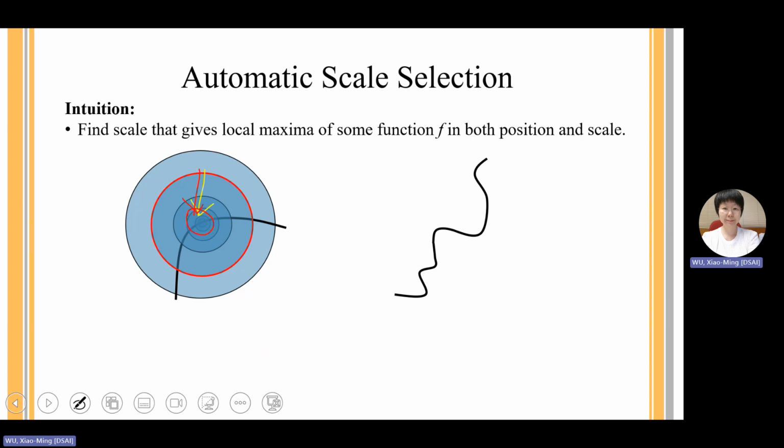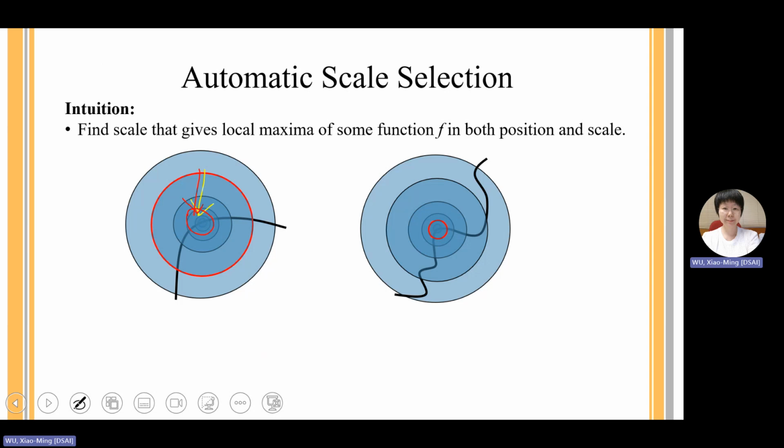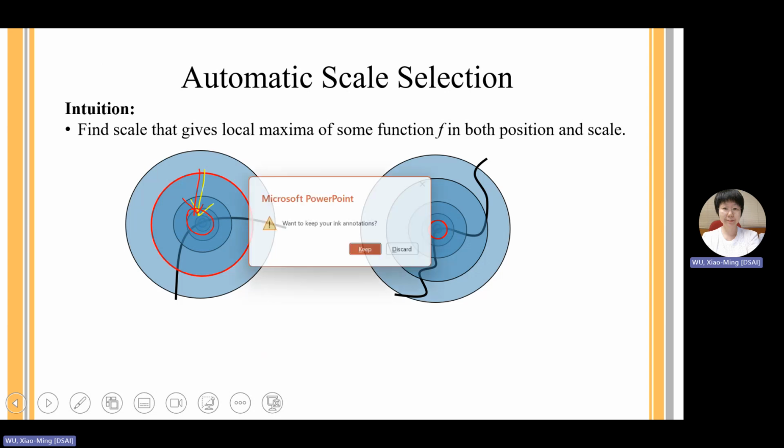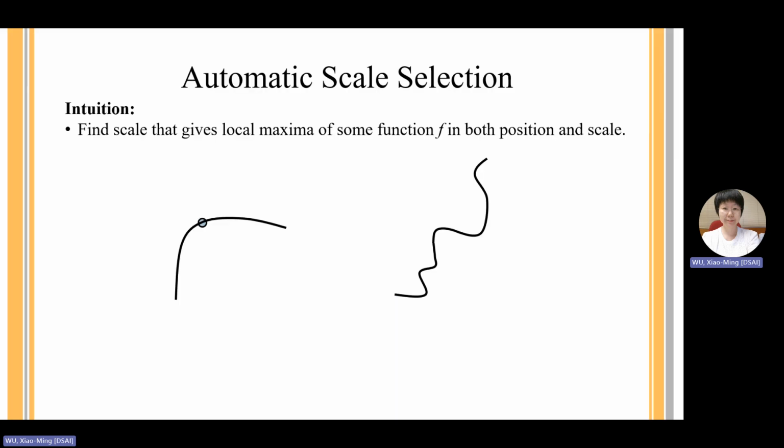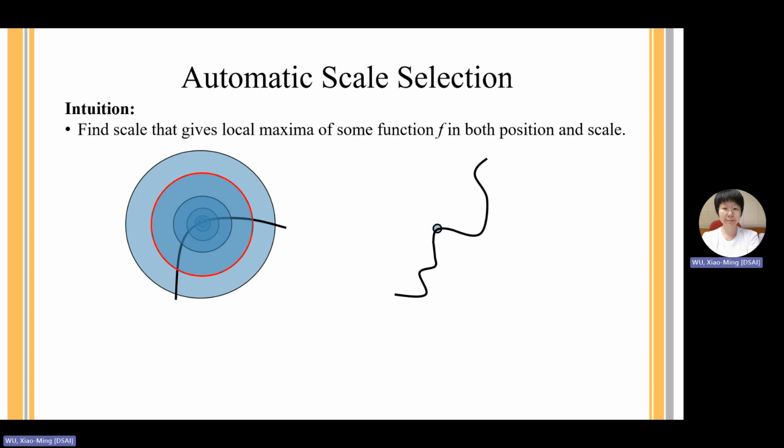So for each pixel, instead of looking at just one window, now we look at 1, 2, 3, 4, 5, 6. We look at 6 windows of varying sizes. For each pixel, we consider 6 windows. And then what?